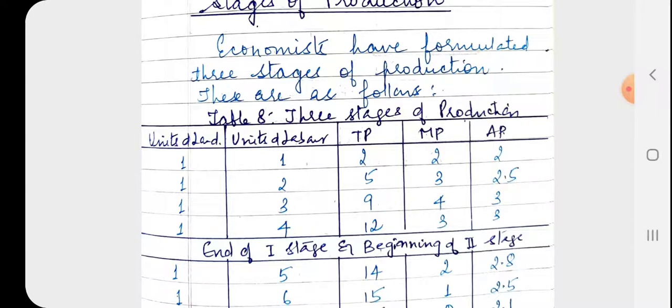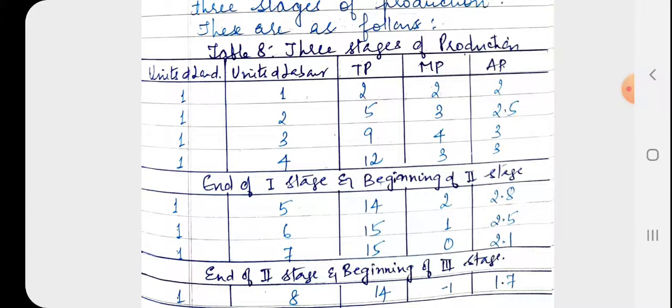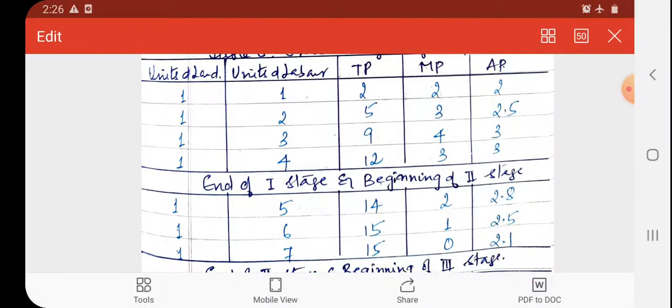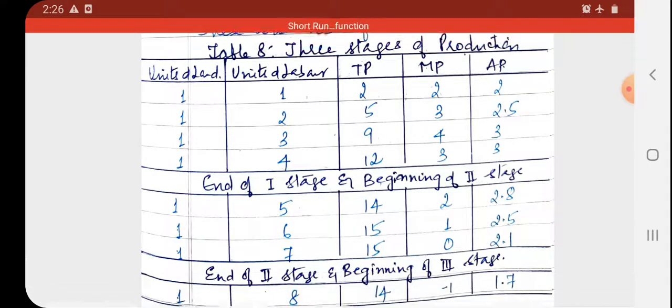Average production's highest value is 3, which is at the 4th unit of labor, and marginal production's highest value is 3, which is at the 3rd unit of labor. So when the marginal production increases, average production also increases, and when marginal production starts falling, it becomes equal to average production. So this point is the end of the first stage.